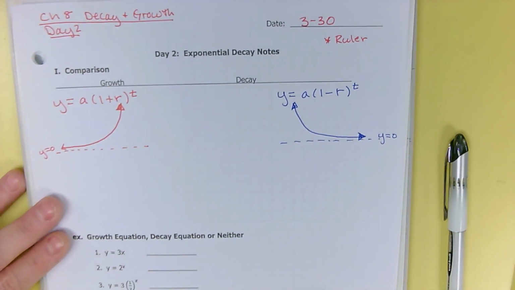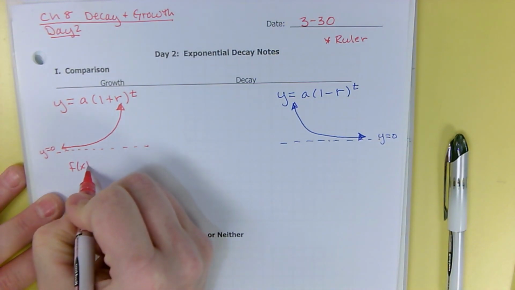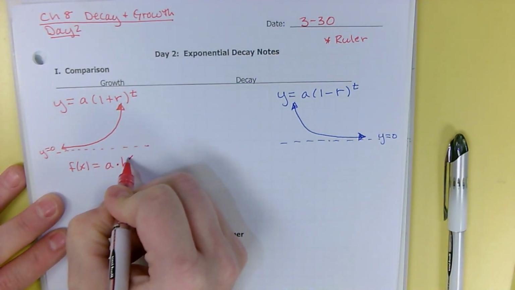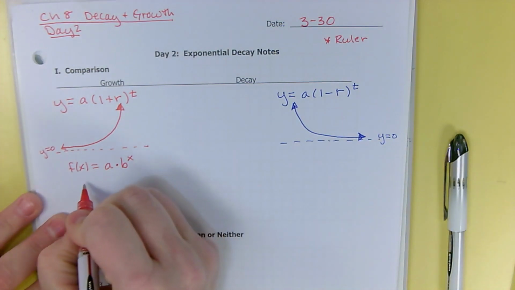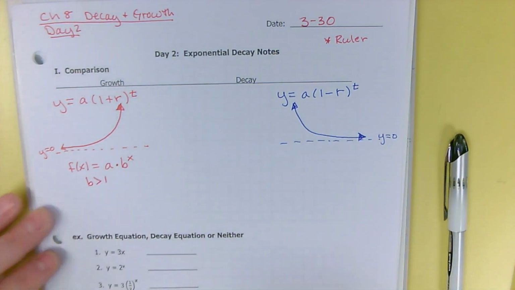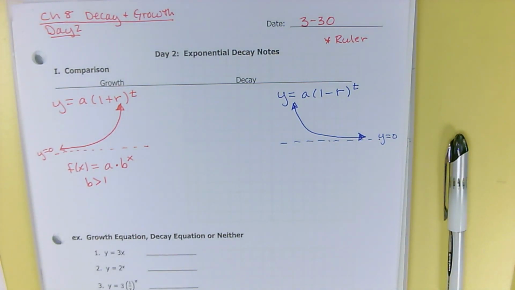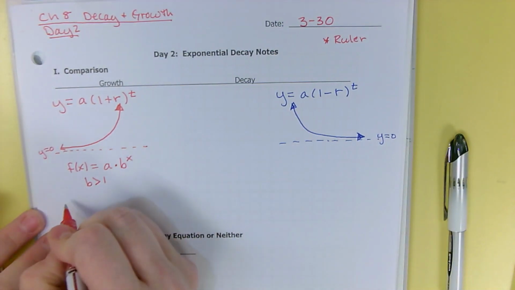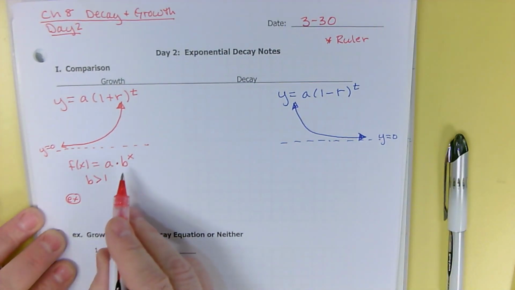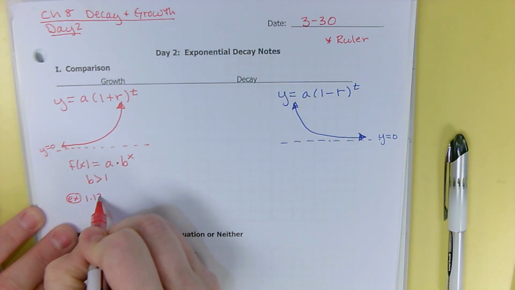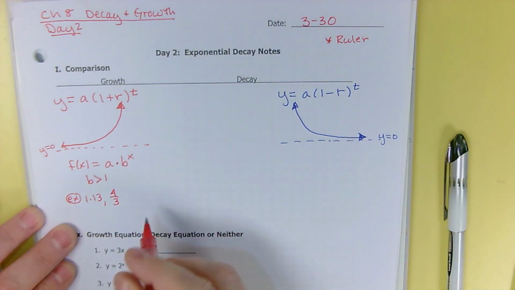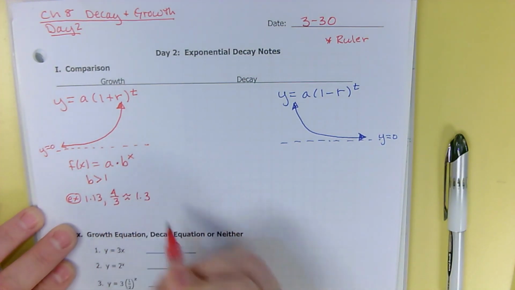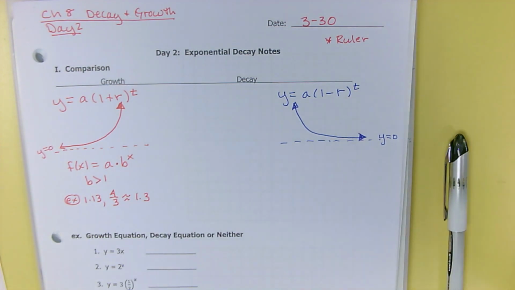Another form of a simple growth curve is f of x equals a times b to the power of x. That's still a growth curve. It's just a different notation. When it's in that form, b has to be greater than 1. It cannot be a fraction. So for it to be growth, your b value could be something like 1.13. That's bigger than 1. It could be a fraction like 4/3, and 4/3 is about 1.3. So as long as the b value is greater than 1, it's growth.